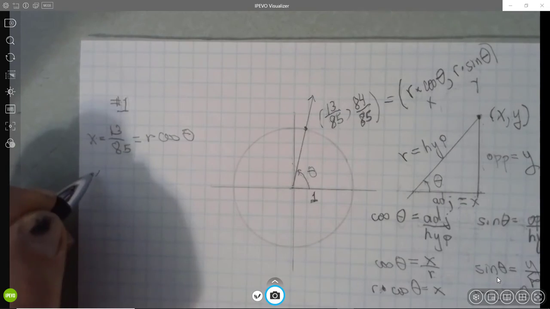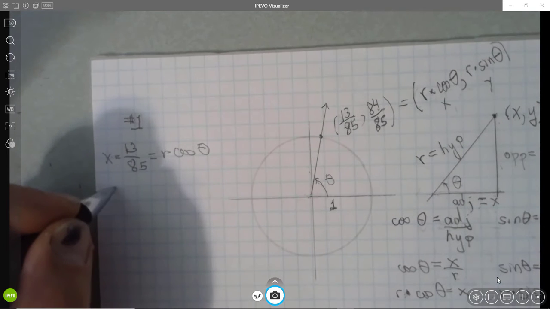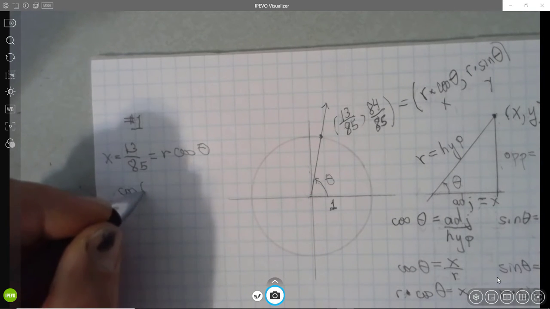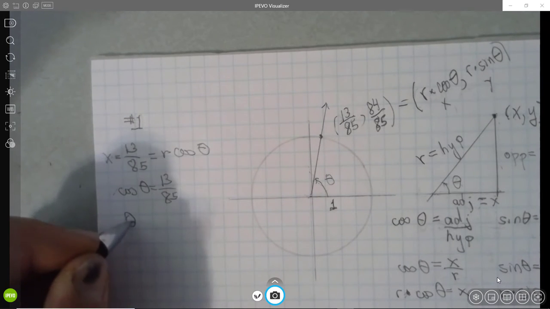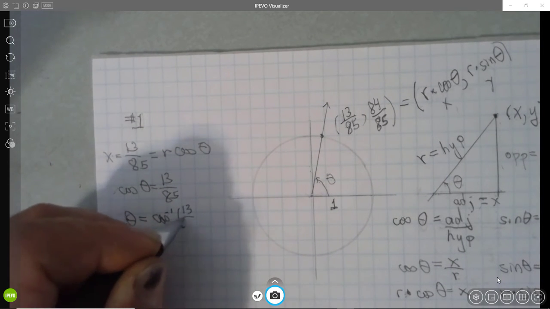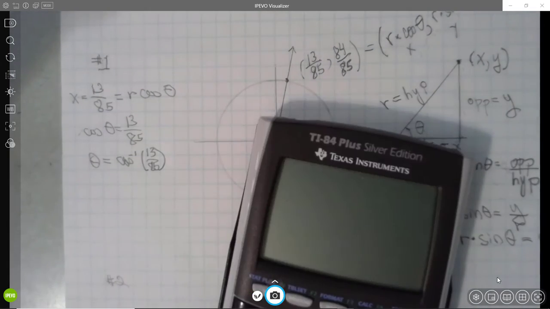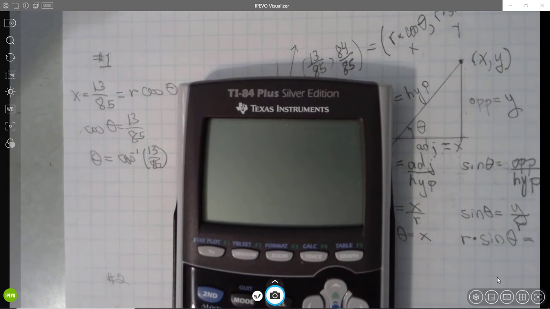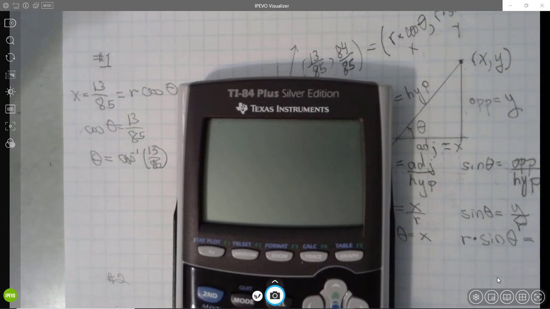So we have x, 13 over 85, is equal to the cosine of theta. So cosine theta equals 13 over 85, and therefore theta is the inverse cosine of 13 over 85. And that's something we can estimate with our calculator. That is an exact answer right now, the inverse cosine of 13 over 85. So let's turn on our calculator. You want to make sure you're in degree mode here, if you want the answer in degrees anyway.